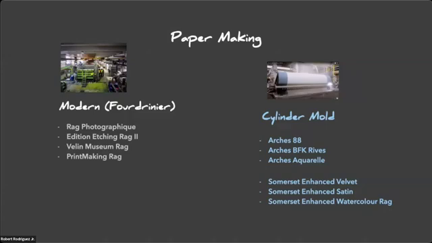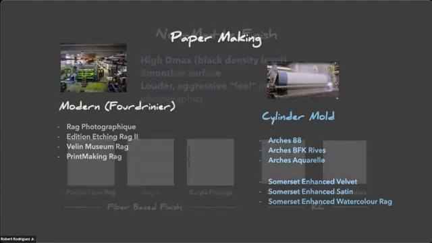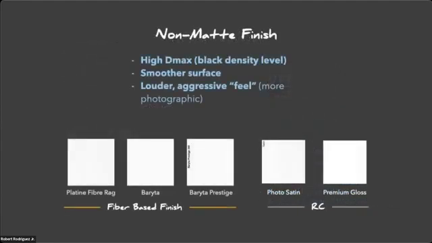The modern made papers, again, rag photographique, are going to be more structured, more consistent, if you will. The cylinder mold papers are when you're looking for something that really has a handmade feel to them. Again, these are all matte papers, so they're still going to have less density or less Dmax than a non-matte paper. So let's talk about non-matte papers now.